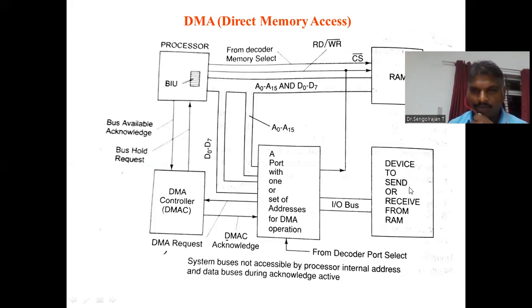And this is nothing but a device to send or receive from random access memory. And IO is nothing but input output lines. Here you have two lines. One is the direct memory access request, and the other one is the direct memory access controller acknowledge. Here the system bus is not accessible by the processor's internal address and data lines while the acknowledge is active.